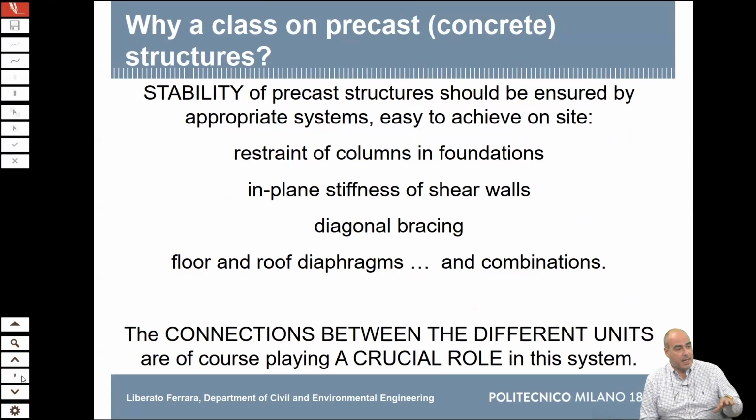And we have to take care of it at different levels of the precast concrete structures. For example, we have to ensure that the columns are properly fixed at the foundations, because in most cases the precast columns work as a cantilever. Think of an industrial building, for example, which is one of the most common precast building systems. The column is a cantilever. So if it's not properly fixed in the foundation, you will lose stability because your system will not be properly constrained.